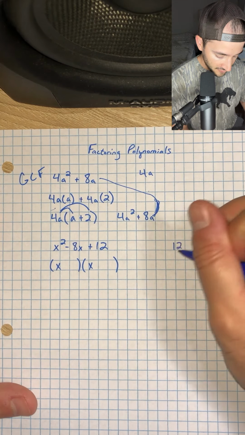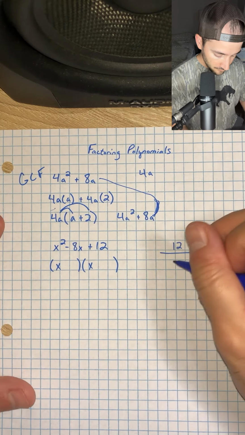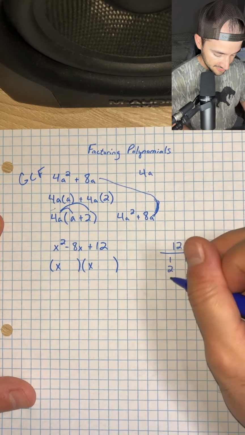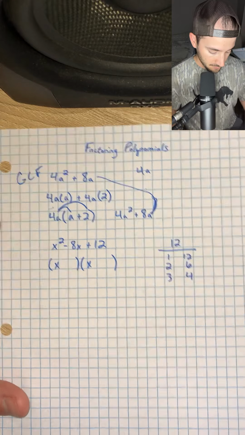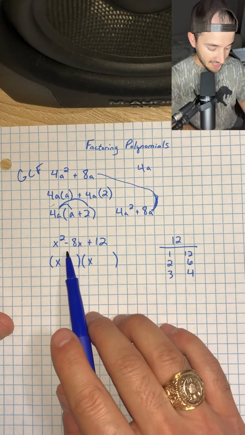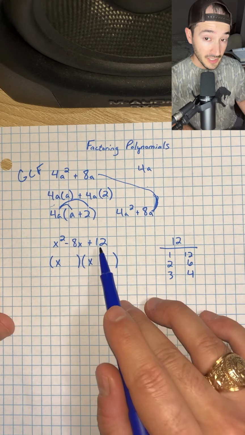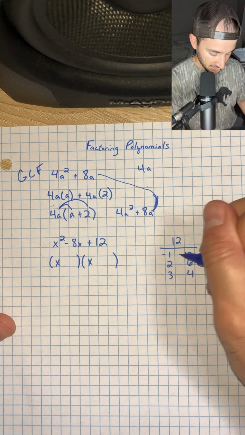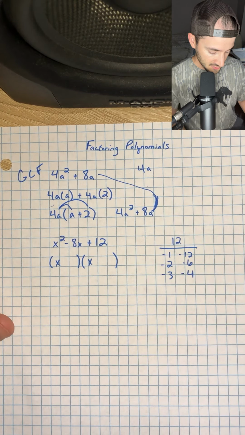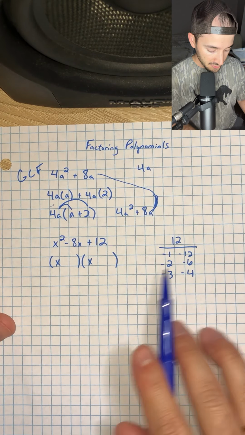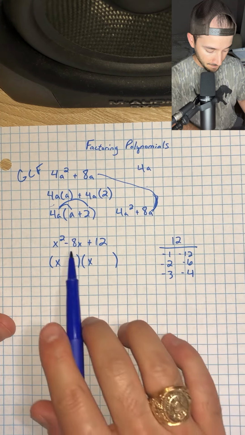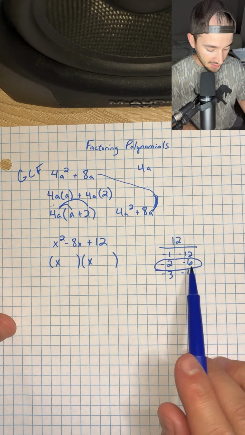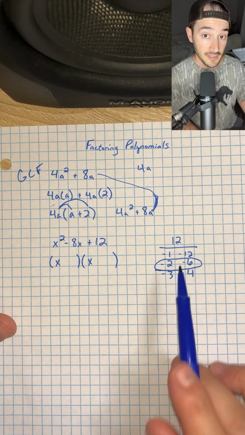So if we think about the factors of 12, we can have 1 times 12, 2 times 6, and 3 times 4, okay? Now, in order for them to add to negative 8 and multiply to a positive 12, they're both going to have to be negative. So I'm going to put negatives in front of each of these numbers. And so now we can see all these multiply to positive 12. And this pair, negative 2 and negative 6, add to negative 8. So that's what we use.